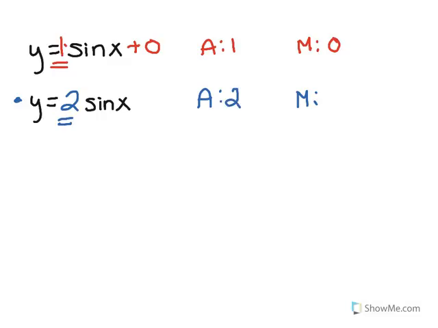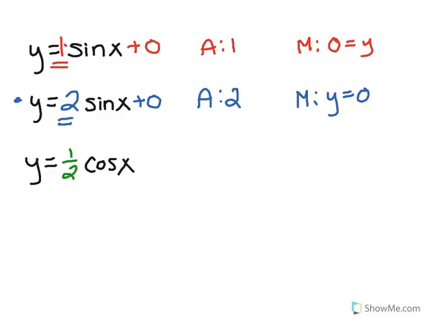Now midline, I still don't have anything being added out to the side here. So my midline is still y equals 0. And speaking of, I forgot to put the y equals before. So there we go. All right. Let's take a look at another one. How about y equals, I'm going to put cosine in here this time, and it shouldn't matter. It's going to have the same rules as sine. We can do 1/2 cosine x plus 5.